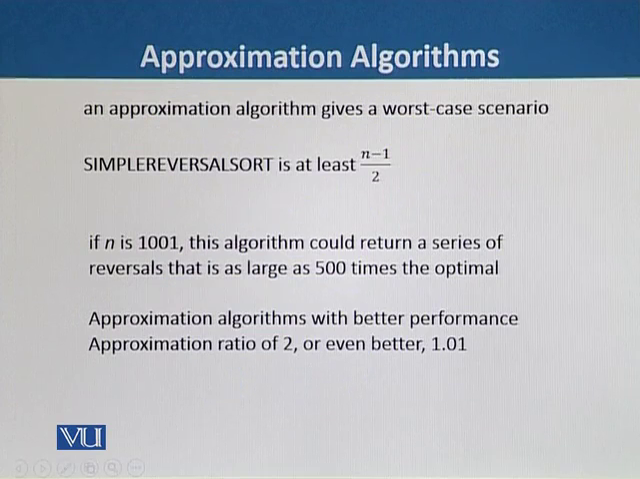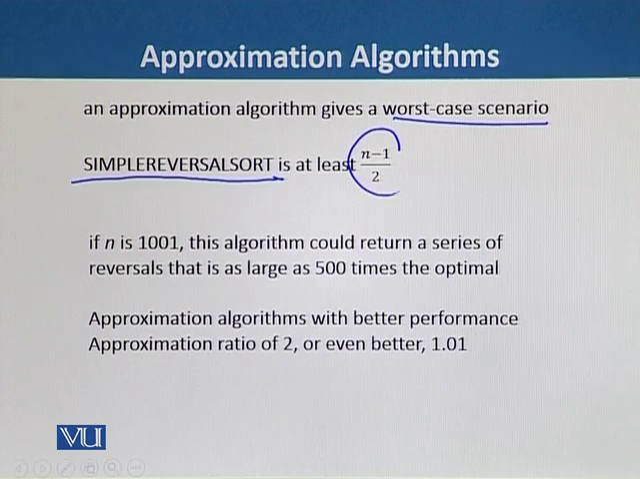So in essence, an approximation algorithm gives a worst case scenario of just how far off an algorithm's output can be from some hypothetical perfect algorithm. So it means we can calculate the approximation ratio, and we can also calculate how much it will deviate from the perfect solution of a problem. The approximation ratio of this simple reverse sort algorithm is at least (n-1)/2.